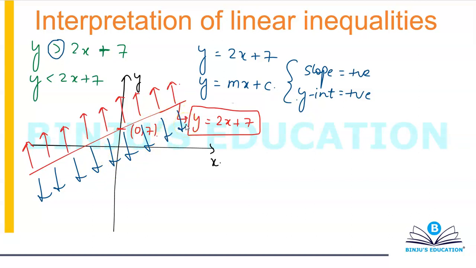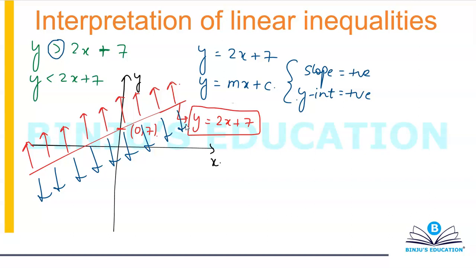Y less than means you will take the region that lies below the line. It may also happen that you have y greater than or equal to. If you have y greater than or equal to, then you will take the region that lies above the line and on the line, because you have an equal to also. If it is less than or equal to, then you will take the region that lies below the line and the points that lie on the line. Okay, so this is how you interpret a linear inequality.